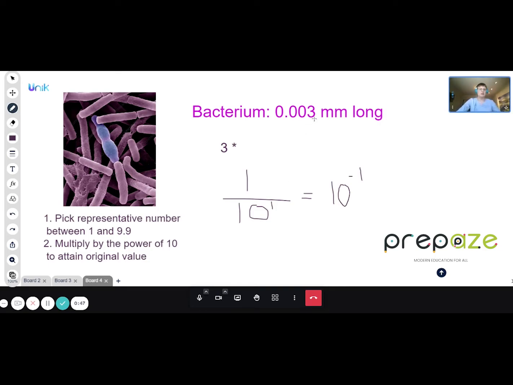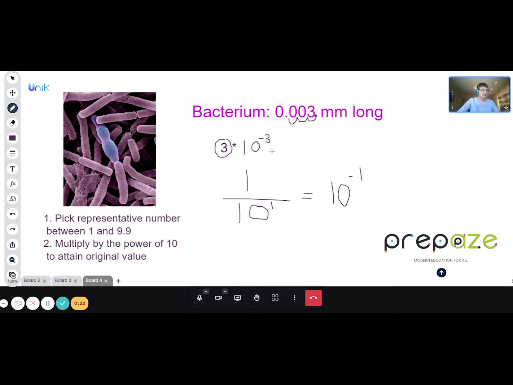So let's check. We have 3 as our representative number, and now we want to figure out how many decimal places we're going to move from 3 to get to our original value. So right now our decimal place is here for our representative number. We're going to move 1, 2, 3 decimal places to the left, or multiply by 10 to the negative 3.